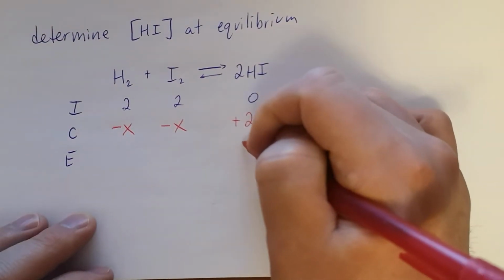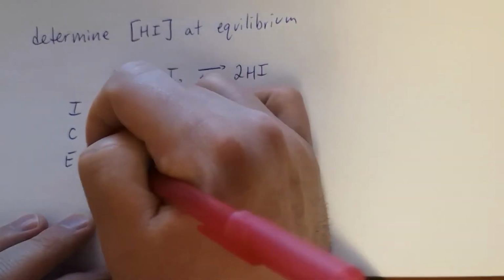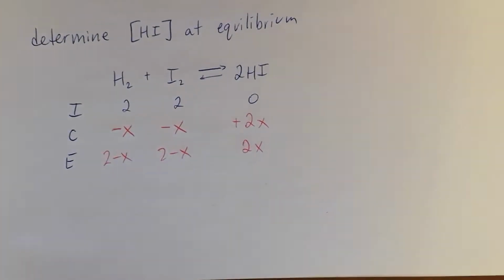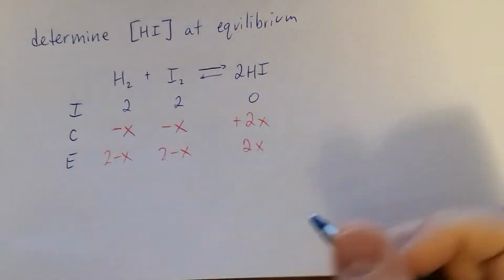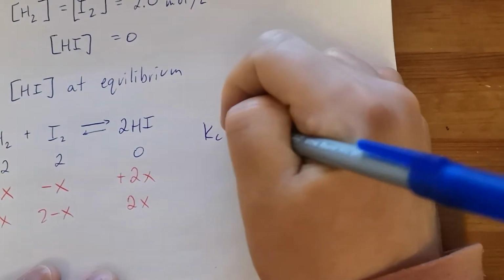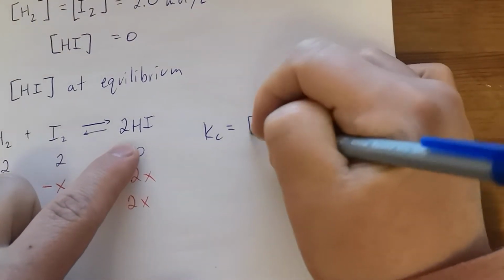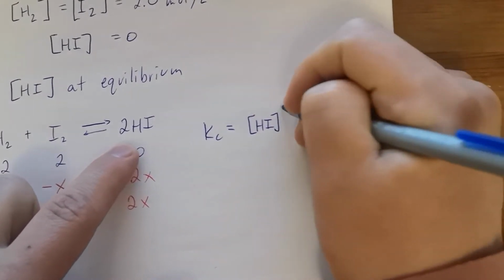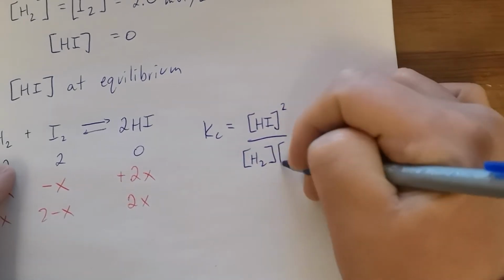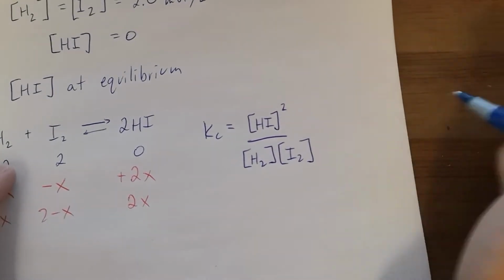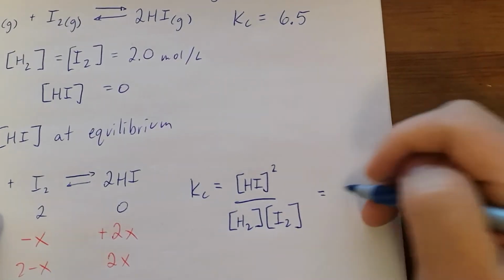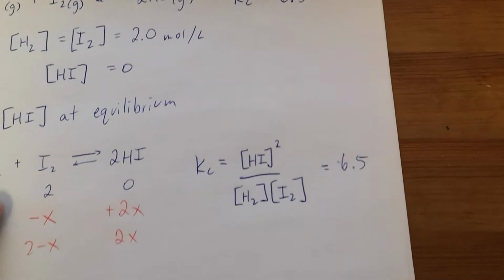So our equilibrium concentration is going to be 2x for HI. These guys are going to be 2 minus x. Okay? Then we set up our Kc. Start with the products. That's going to be the HI concentration squared divided by these guys. And I know the value, 6.5. I'm going to include that right away.